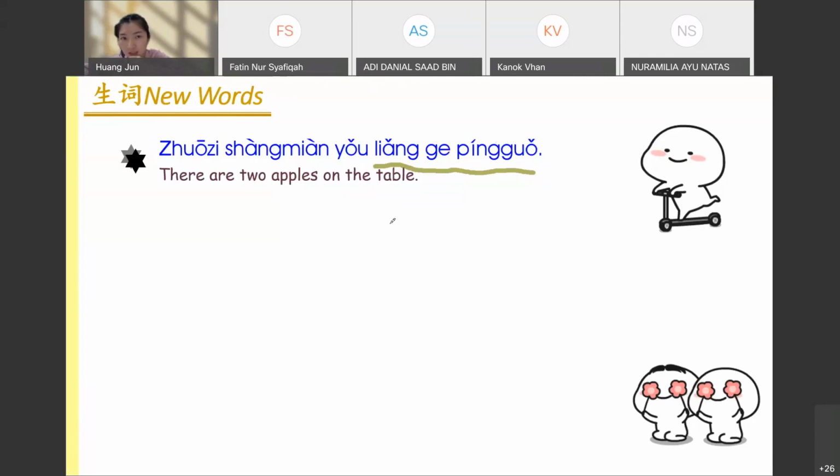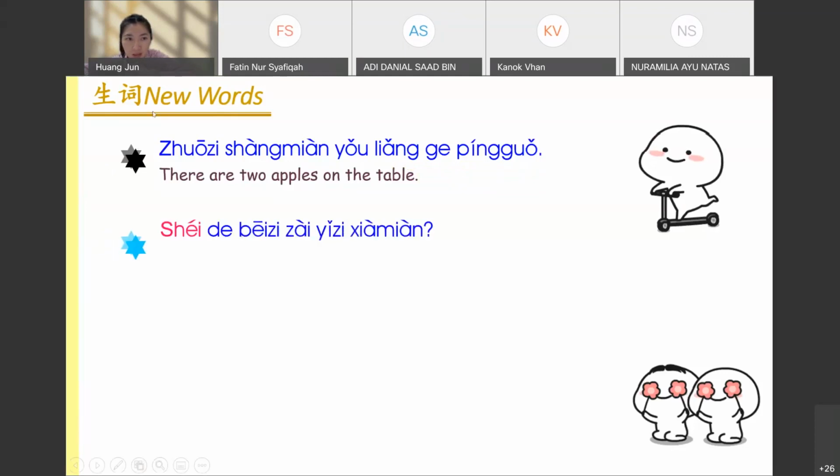For example, in English it's the same. You say, on the table has two apples. We're asking what is on the table. What is on the table? So we use 桌子上面有什么. Remember, if numbers are matched with another object, they still belong to the object. So we use 什么 here. So 桌子上面有什么.